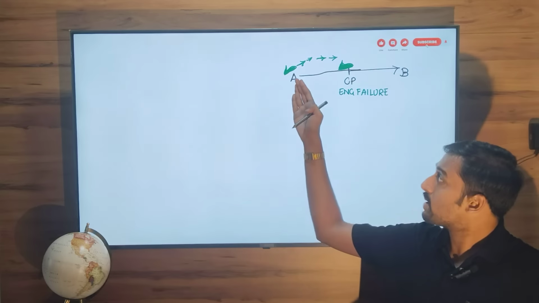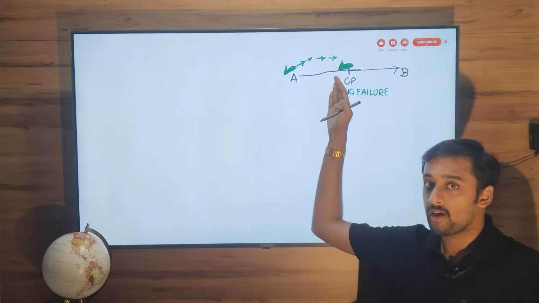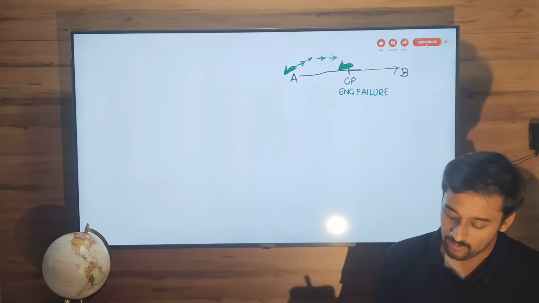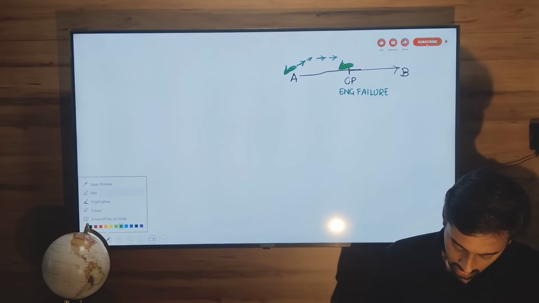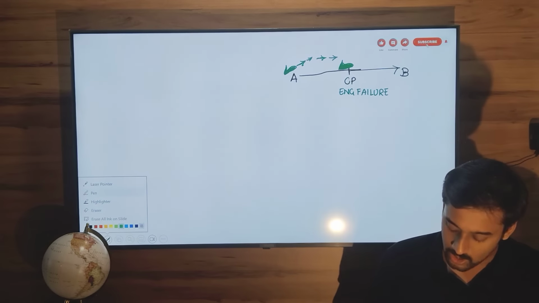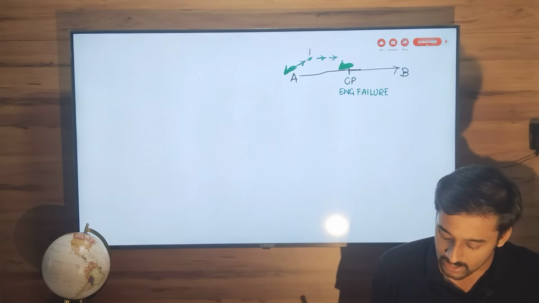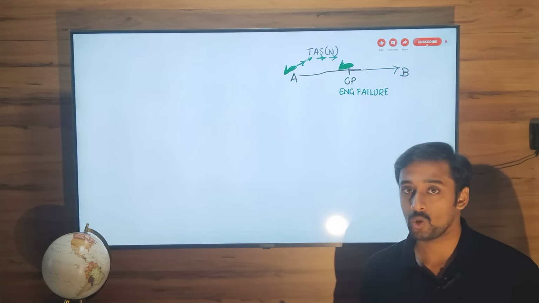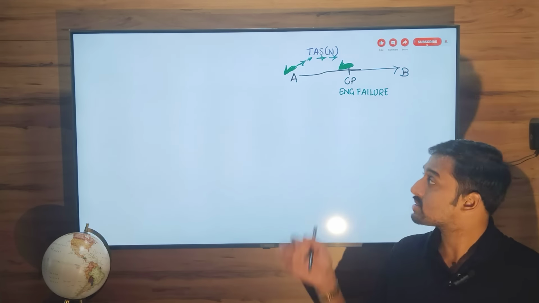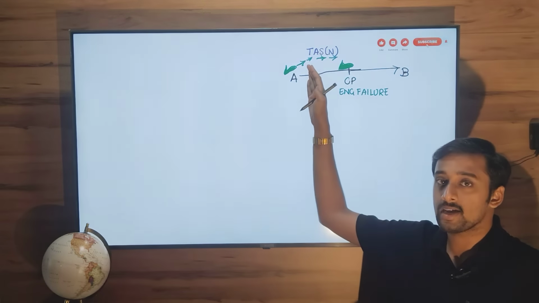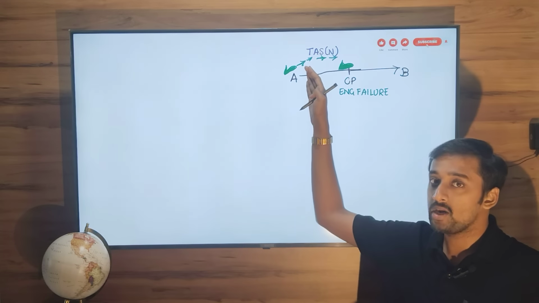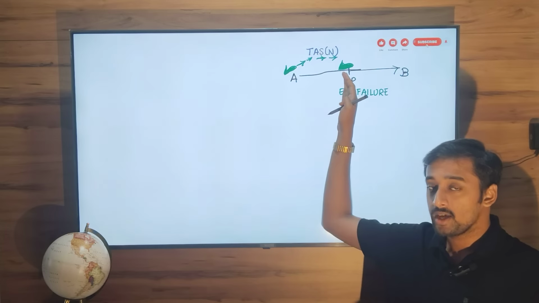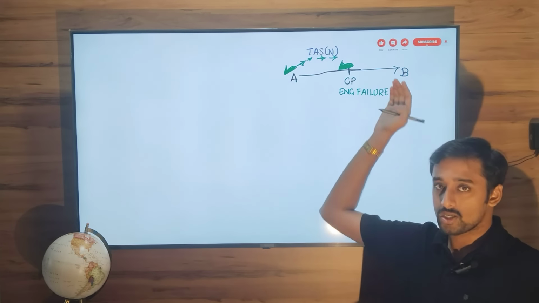So when you go from A to CP, everything is working fine till your engine stops working at the critical point. Until you reach your critical point, you will be flying at a true airspeed N. True airspeed N, November, normal. Because from A to CP everything is fine, you will be flying at a normal true airspeed. At CP, when your engines fail, you will be flying at a reduced true airspeed.